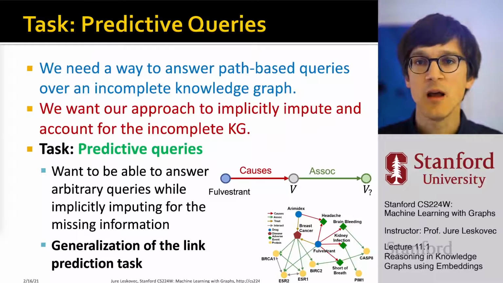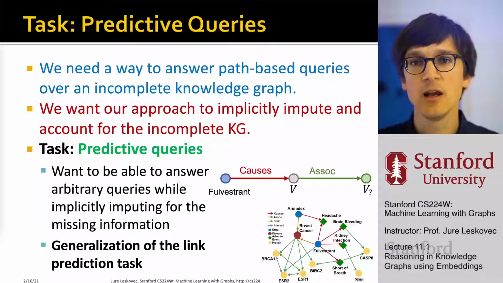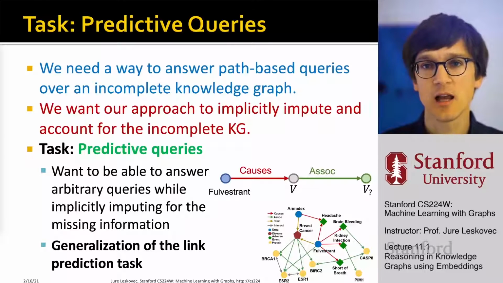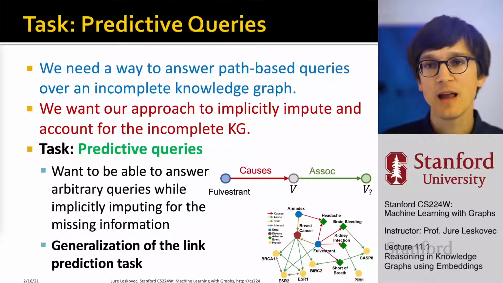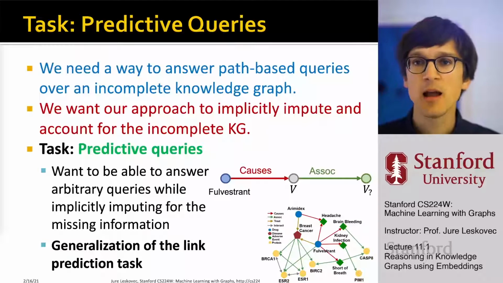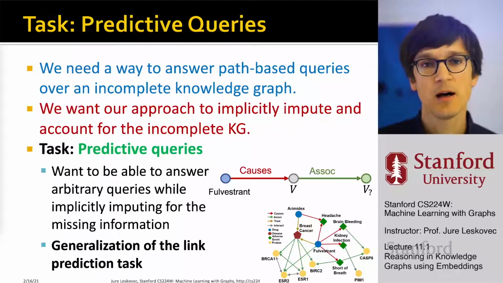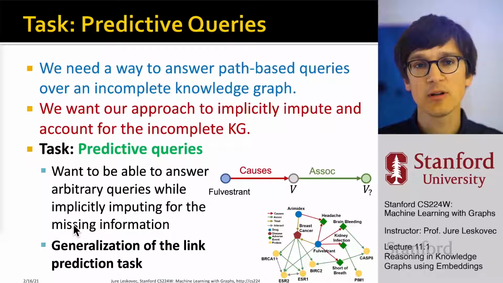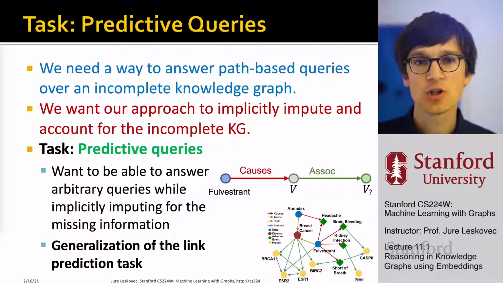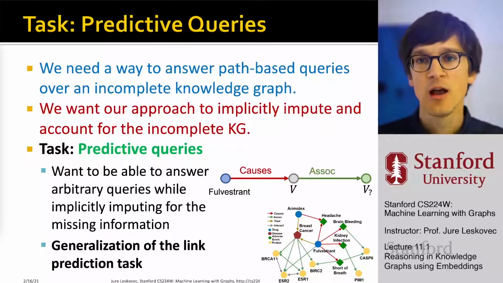So it doesn't mean that at training time we have to see the query, then we train how to answer the query, and now we are able to give the answers. The idea is that we can get any query at test time, and we should still be able to answer it. And then, another important thing is that this method needs to be able to implicitly impute or implicitly complete the knowledge graph for the missing information, and be this way robust to the missing information or to the noise in the knowledge graph.